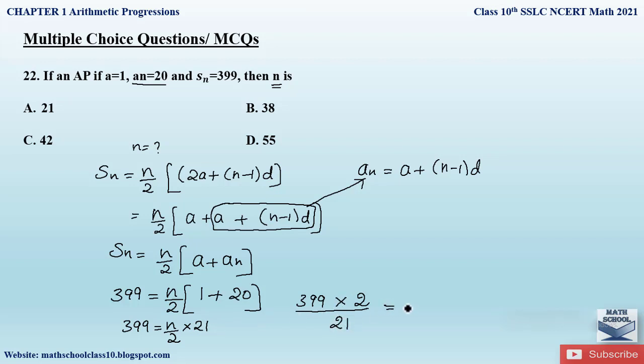Now cancel: 3 7 times, 3 1 times, 3 3 times, 3 3 times. So multiplying we get 2 into 3 is 6, 2 into 3 is 6, 2 1 is 2, divided by 7. So 7 1 times, 7 3s are 21, carry 5, 7 8s are 56. So we get n value as equal to 38. So the correct option is option B.